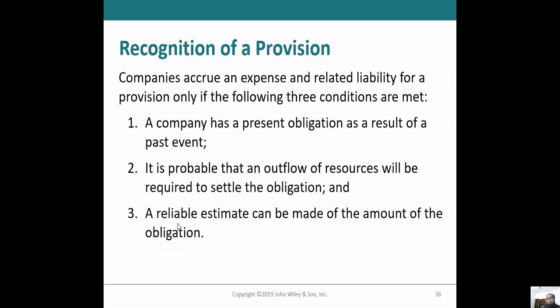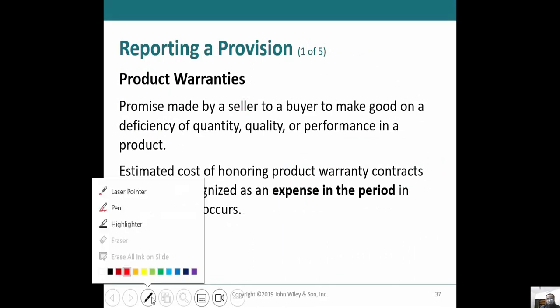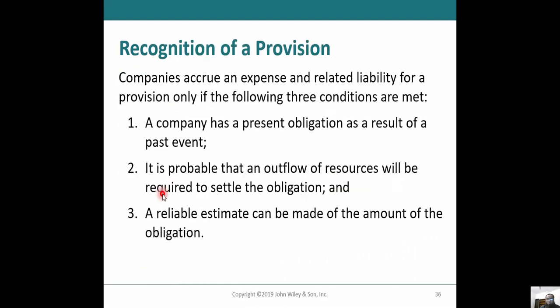In order to record a provision, we need to accrue an expense, as we discussed. Companies accrue an expense and related liability, meaning expense debit, liability credit, for a provision only if the following three conditions are met, right? Provisions are recorded only if a company has a present obligation as a result of a past event, right? This is more or less the definition of the liability in the financial reporting standards.